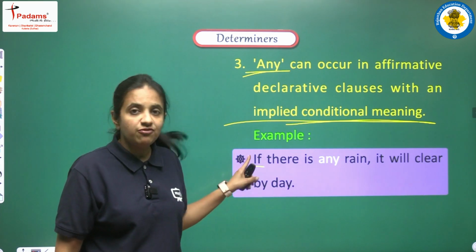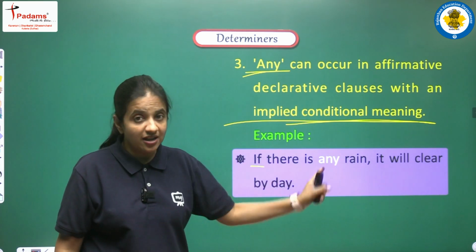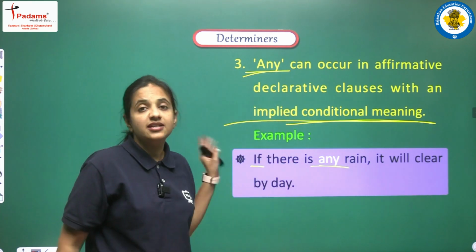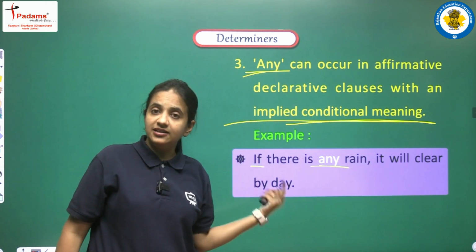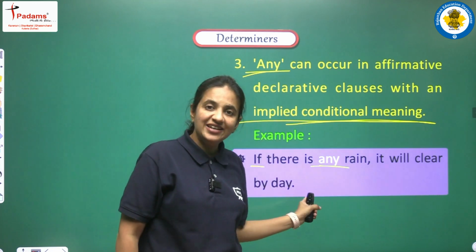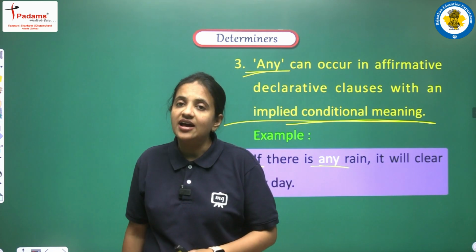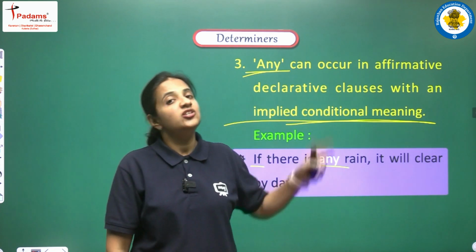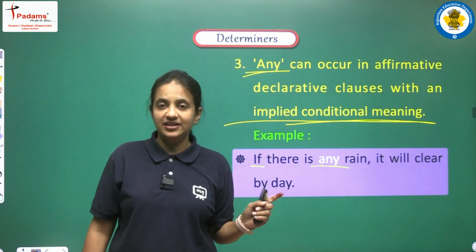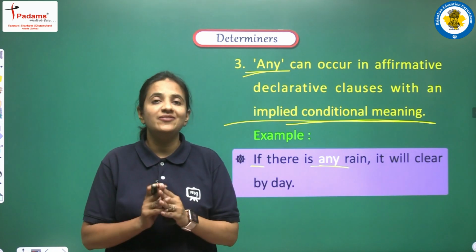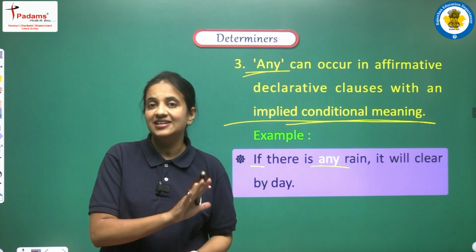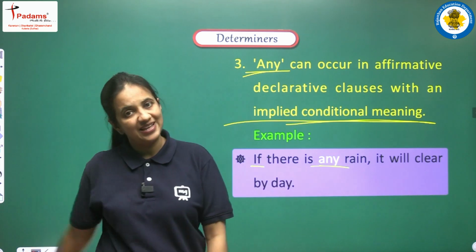So with the help of if we are showing the condition, and because we are having a conditional sentence, we have to use any in this sentence. Yes, this is an affirmative sentence, neither negative nor interrogative, but we are using any here in this sentence. Why? Because we are having a conditional sentence here. So according to this point, if we are having an affirmative sentence and in it we are having the conditional meaning, then also we have to use any in the sentence. Okay, and we have discussed the example as well.